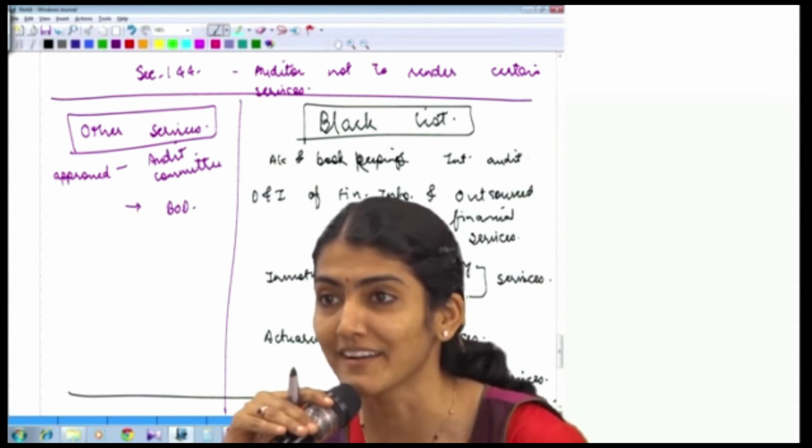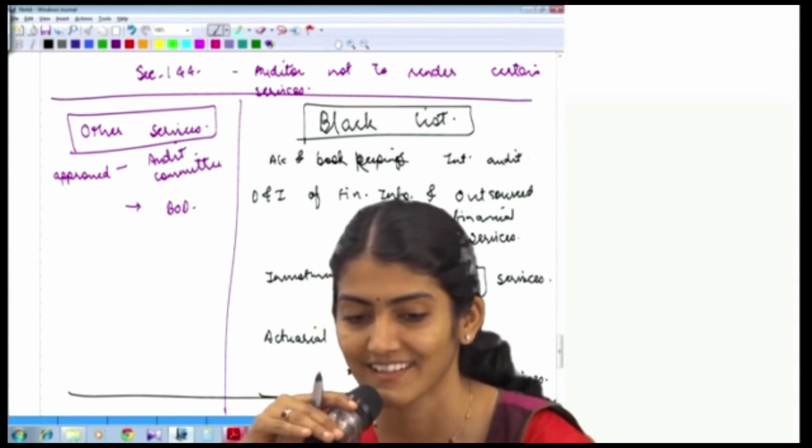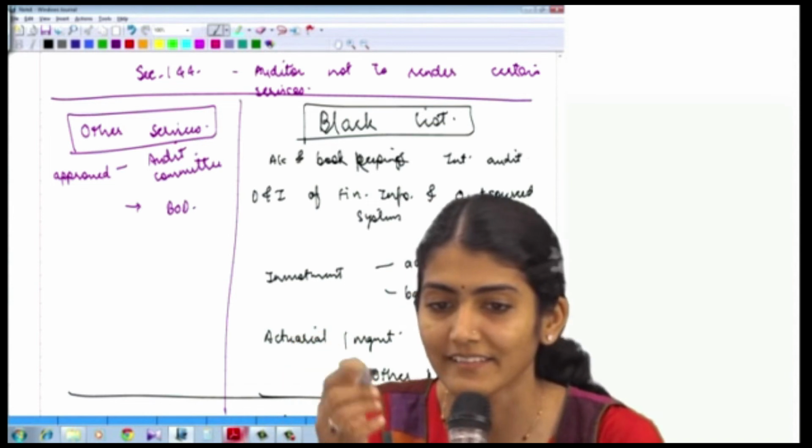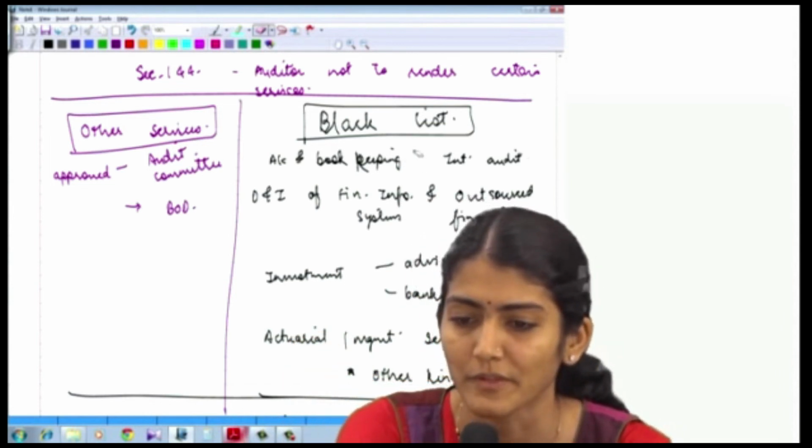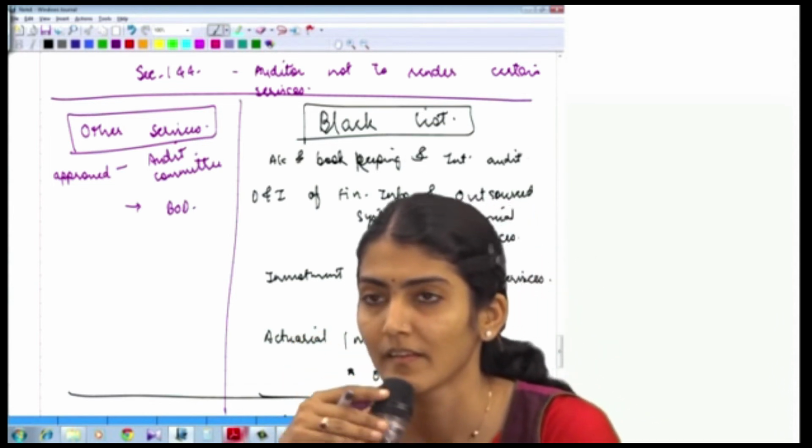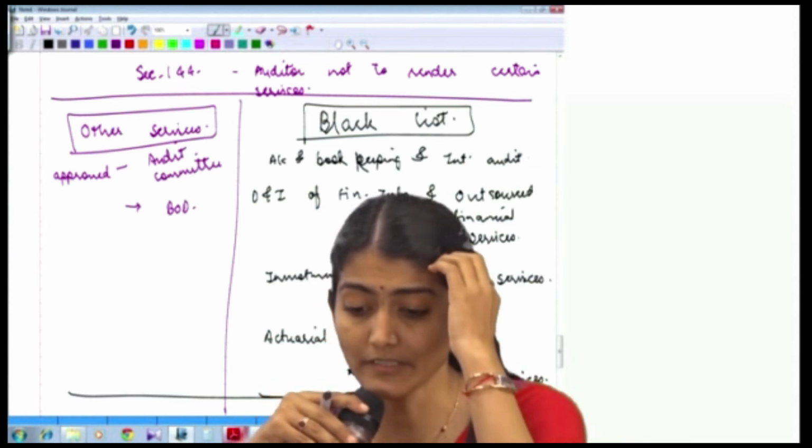Let everybody's stomach, right, fill up. And mainly, other than, yes, just to ensure the independence of the auditor. Done, everyone?